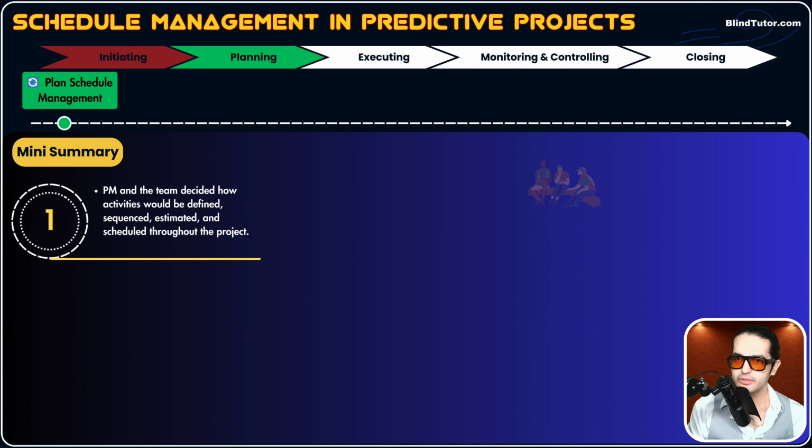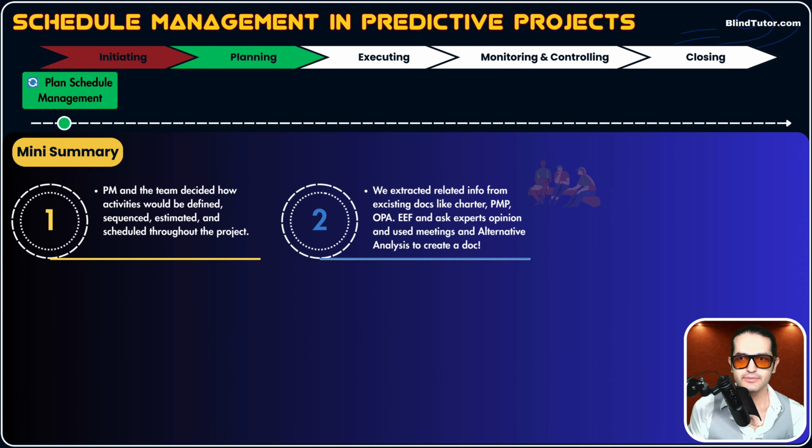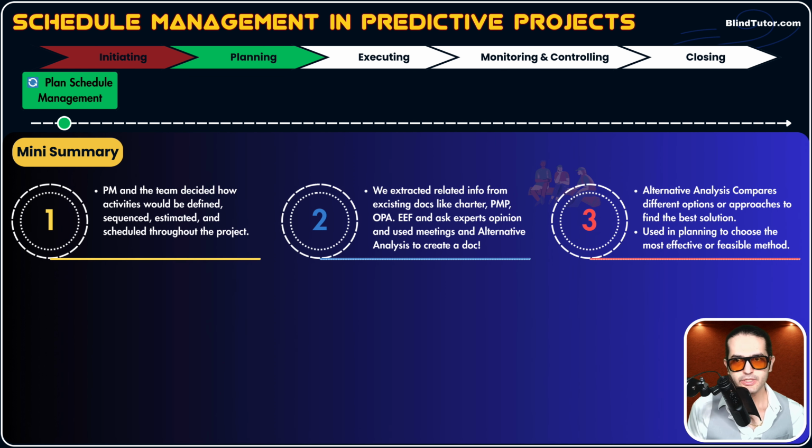Where did we start from? We extracted related information from existing docs, which we call inputs, like charter, development approach, scope management plan, OPA, EEF, and then we asked experts' opinion and used meetings and alternative analysis to create that how-to guide. We know what expert judgment is, we know what meetings is, and alternative analysis is a technique that we use to compare different options or approaches to find the best solutions.